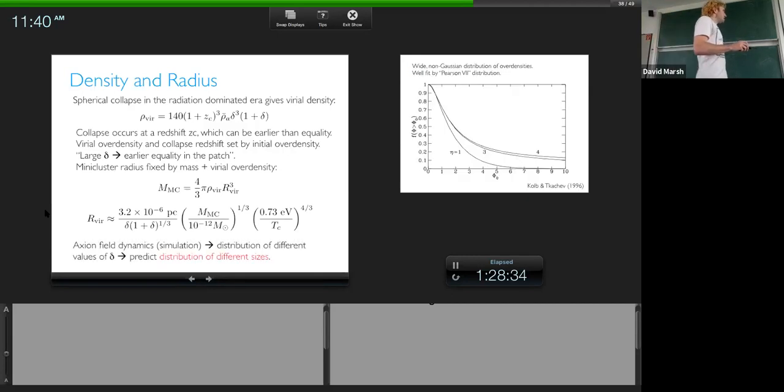You have to solve the axion field dynamics, like was done in the Vaccaro paper. And when you do this, you find the distribution of different overdensities for your initial seeds. So this would predict that you get a distribution of different sizes of mini cluster for fixed mass, but you've really got a 2D distribution, different masses, different sizes of mini clusters. How can we start to quantify this? What is the distribution of this delta parameter?